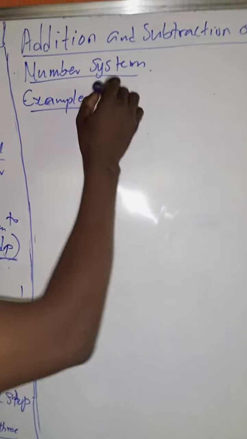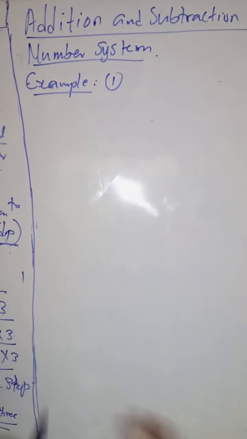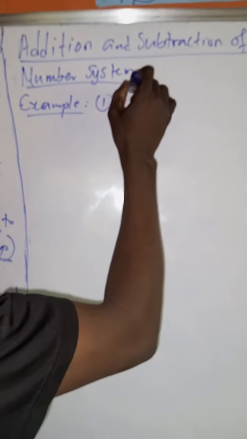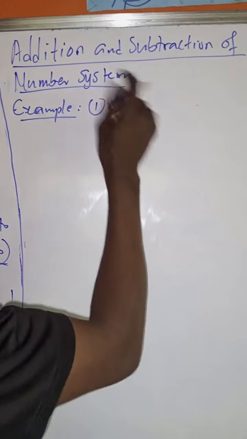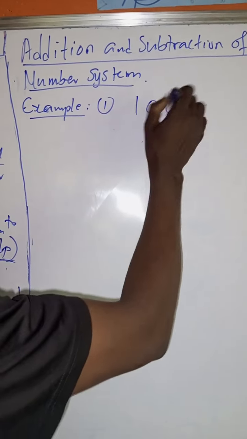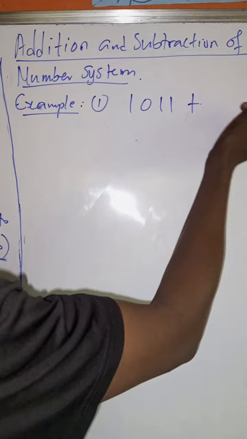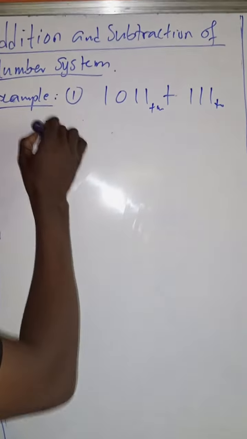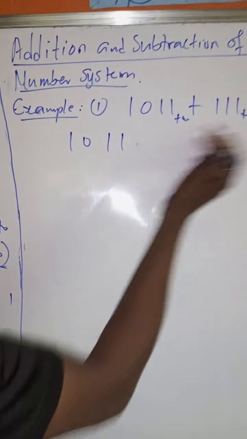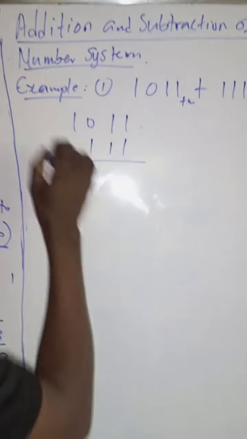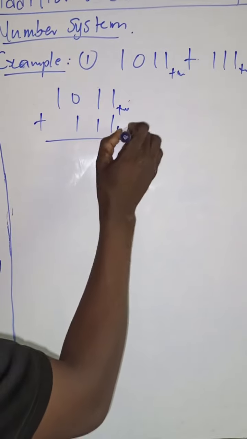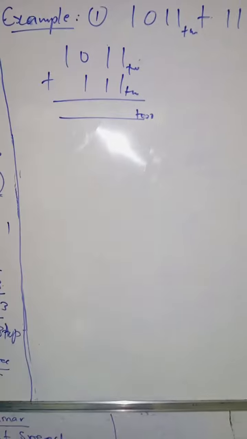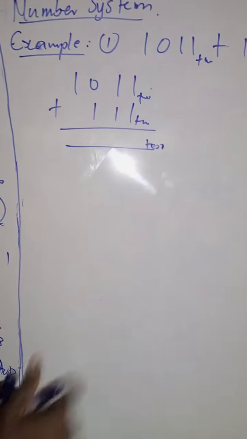So for example, let's look at base 2. Let's start from base 2. We have 1011 add 111, all in base 2. You arrange it and start from the back, like we normally arrange in primary. So if I want to add, okay, that reminds me.